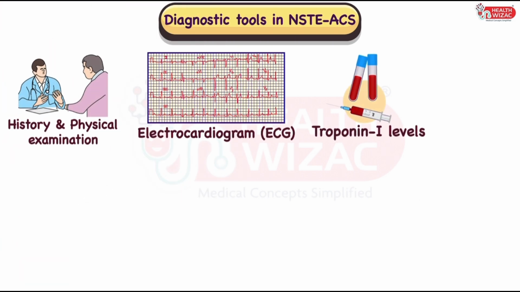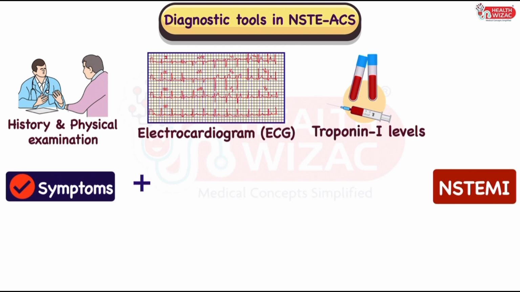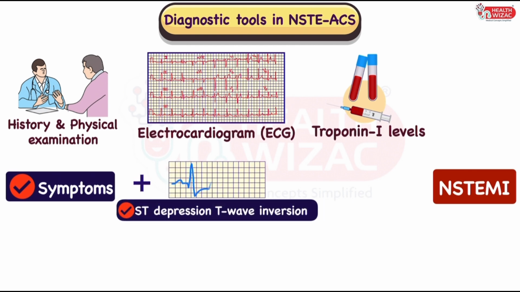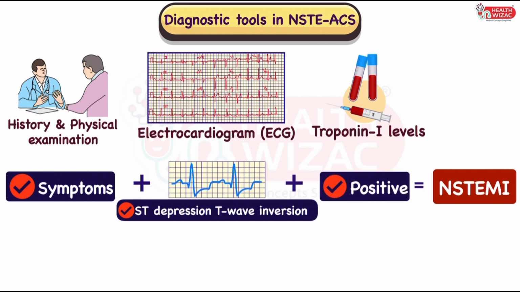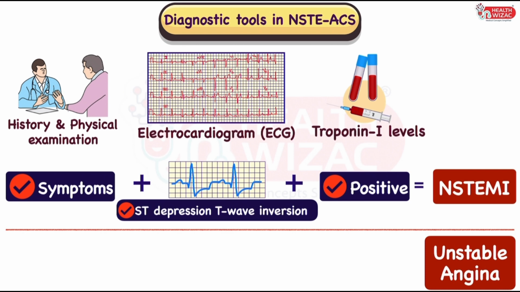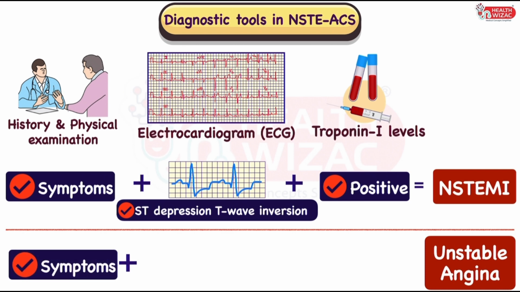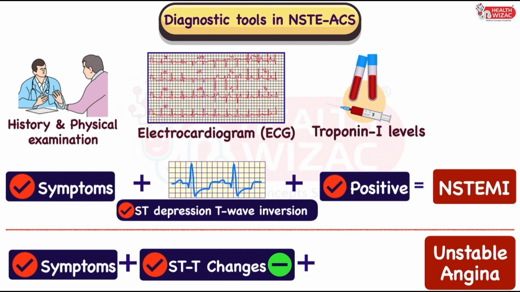Coming to the diagnosis of non-ST elevation ACS, it is primarily diagnosed with the help of three factors, that is history and physical examination, ECG, and troponin I level. In non-ST elevation MI, the symptoms, history, and physical examination are in favor of ACS, ECG shows ST depression and T wave inversion, and troponin I level is positive. Whereas in unstable angina, history, physical examination, and symptoms are in favor of ACS, ECG may sometimes show STT abnormality or sometimes it may be normal, and troponin I level is negative.